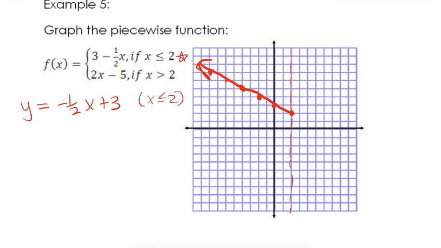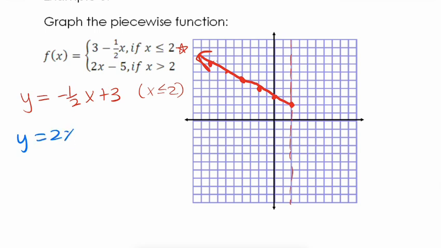Now let's talk about the next piece. What kind of figure is this? What kind of thing is that? 2x minus 5. It's a linear function as well. So it's y equals 2x minus 5. Now that graph lives in the section that's greater than 2. So it lives over here.